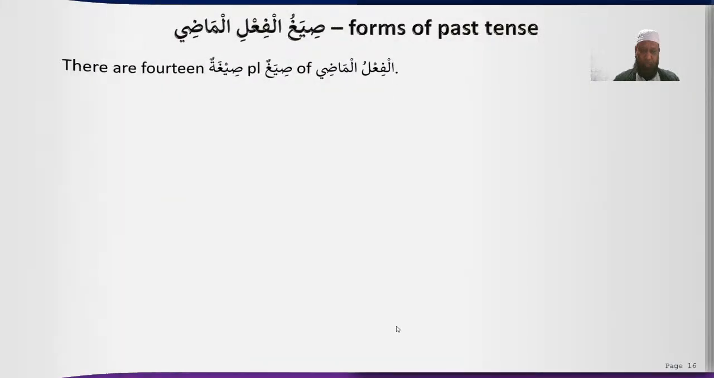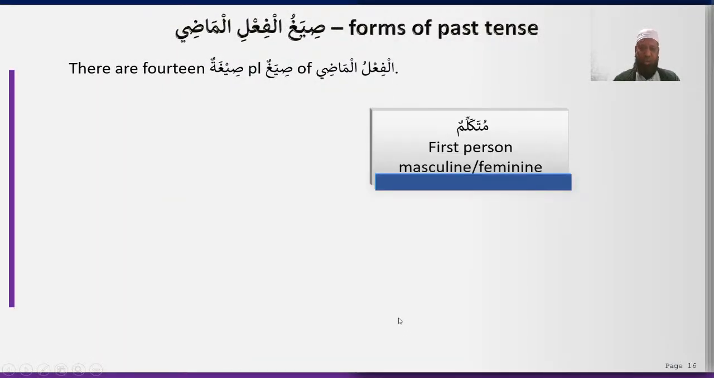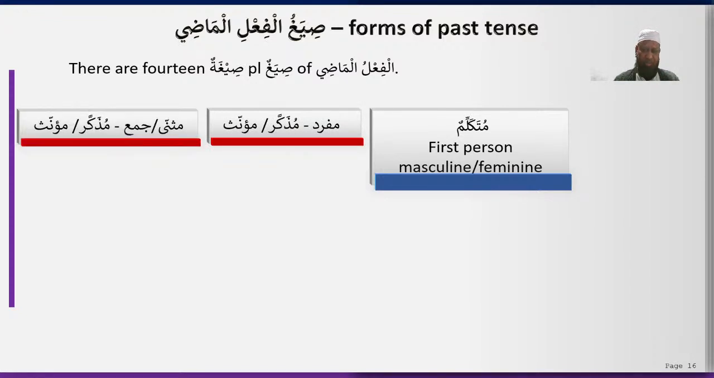And the last one is mutakallim, the first person, masculine and feminine, which is mudhakkar, mufrad, mudhakkar and muannas, and muthanna, jama', mudhakkar and muannas. So we have one siga for both, mudhakkar and muannas mufrad, nasartu.